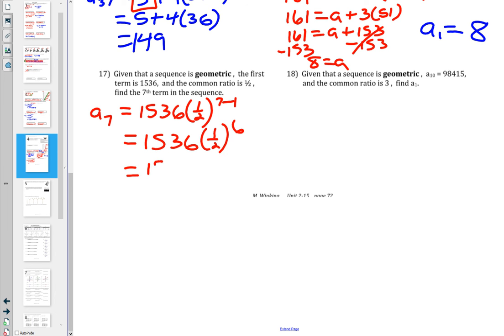Since I'm not afraid of fractions, I'll go ahead and show you that 1/2 to the 6th is 1/64. So the same thing as saying 1536 divided by 64.